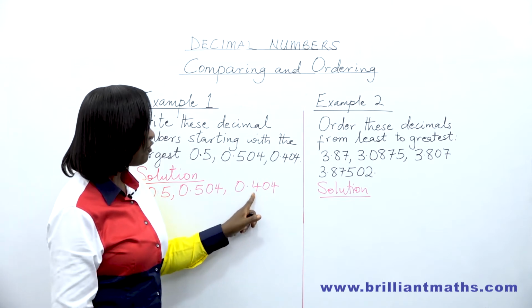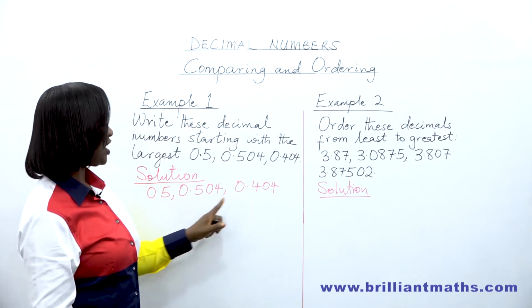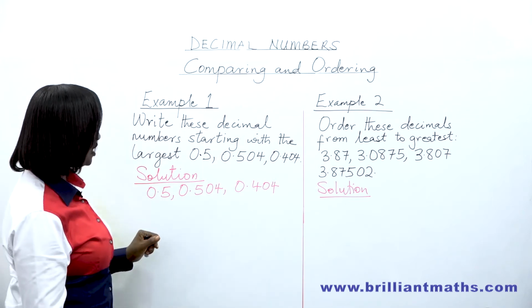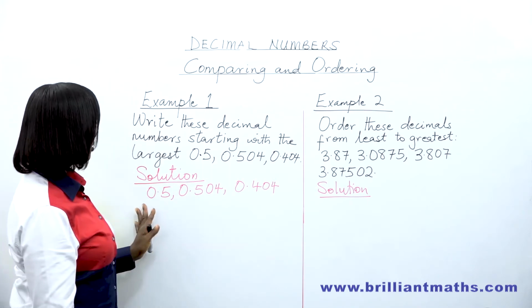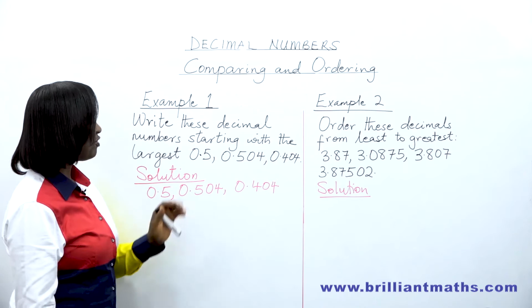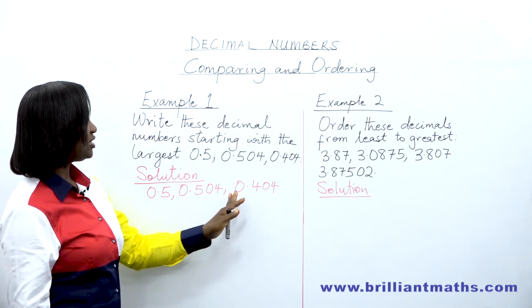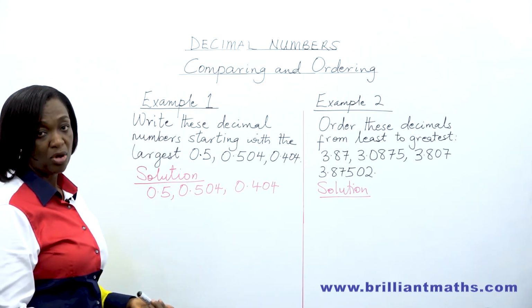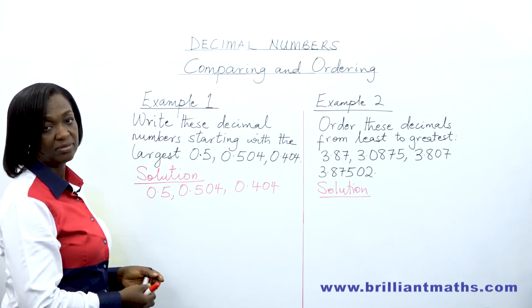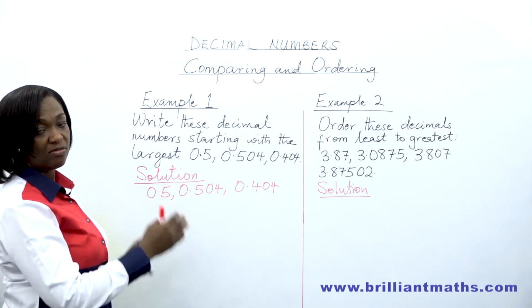So 0.404 is the smallest of the 3 numbers because 4 is smaller than 5 and the first 2 have 5/10. So let's compare the next 2 to see which is the largest. 0.5 and 0.504. So the largest is 0.504 and then the next is 0.5 and the smallest of the numbers is 0.404. So you compare by looking at the digits in the different place values.